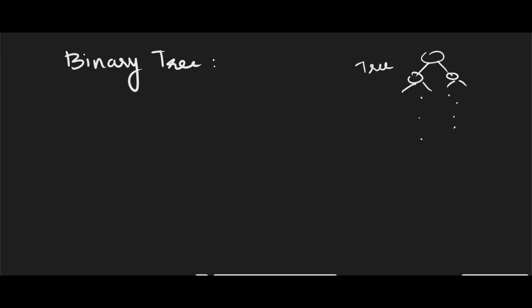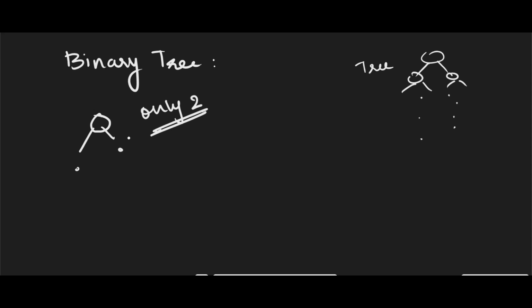So any tree in data structures actually looks like a real tree that is upside down. So the root is on top and the nodes are the leaves that are below. So binary trees. What is binary? It means two. So binary tree simply means every node can have at most two children, not more than two. Only left child and right child.